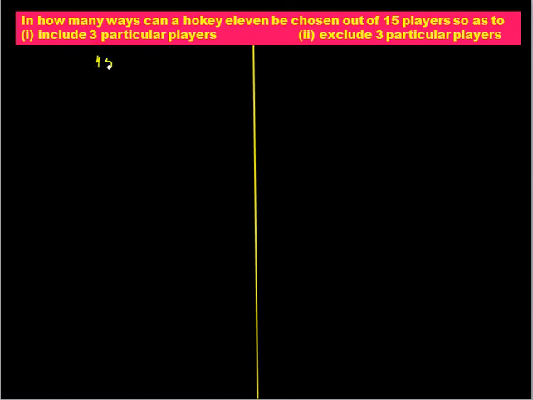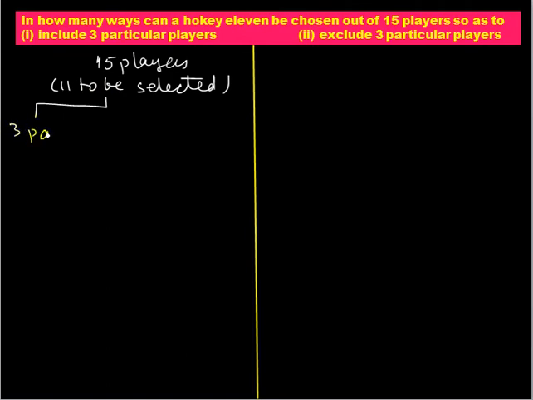See, these are the given players. 15 players are available. And how many do we have to select? 11 to be selected. Now let us divide these 15 players into 2 categories, where the first one will include 3 particular players. We have separated them from the rest so that selection becomes easy for us. So 3 particular players. Out of 15, if we remove these 3, we are left with 12. So we can call them the remaining 12.